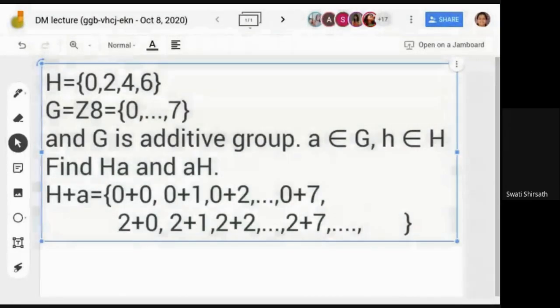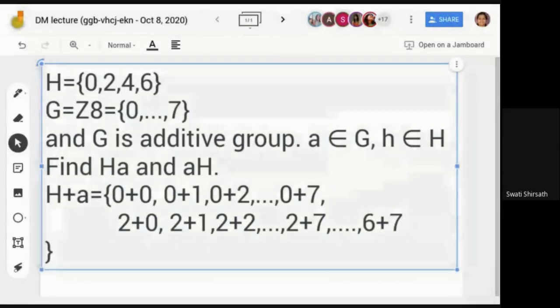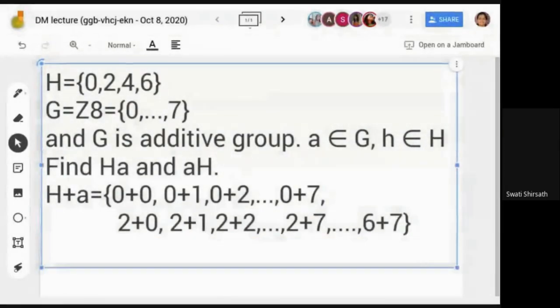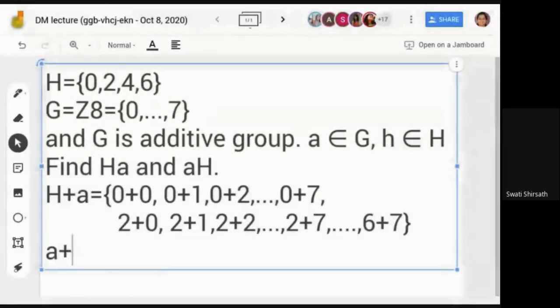Our last value will be 6 plus 7. Are you getting the same thing? And similarly, A plus H, capital H. Now you know that addition is commutative. You have AH is equal to HA. Am I right?